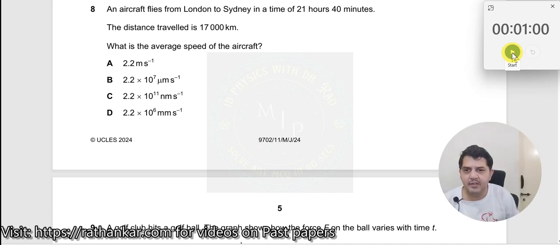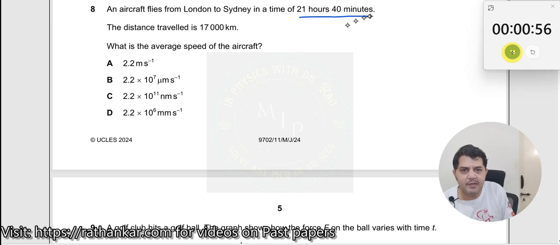An aircraft flies from London to Sydney in a time of 21 hours 40 minutes. The time is given in hours and minutes, so it should be converted only to seconds and meters, because all the units are like this. The distance traveled is 17,000 kilometers. What is the average speed?